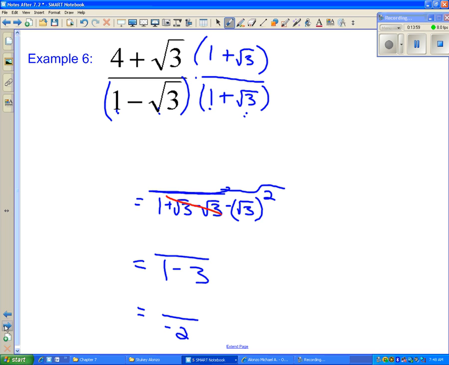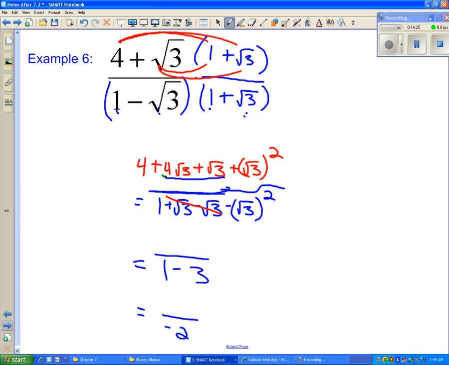Well, that was my denominator. What does my numerator look like? Well, my first is 4 times 1 is 4. Outer is 4 times the square root of 3 is positive 4 square root 3. My inner, square root 3 times 1 is positive 1 square root 3. My last, square root 3 times square root 3 is positive square root of 3 squared. When I multiply this out, my middle terms combine, so I get 4 plus 5 square root 3. Square root of 3 squared, as we said earlier, is just 3. Combine like terms, 4 plus 3 is 7 plus 5 square root 3.